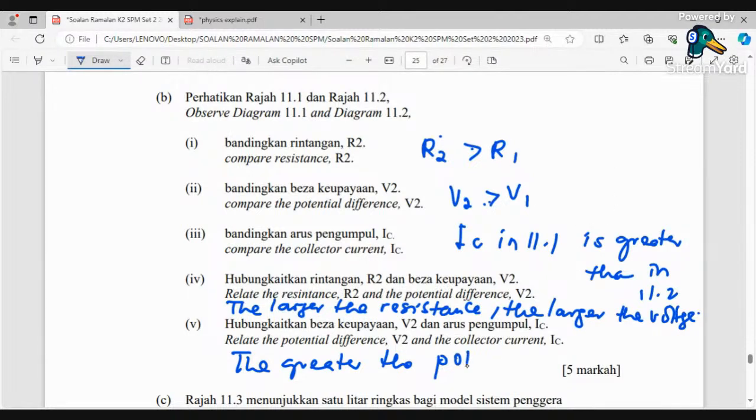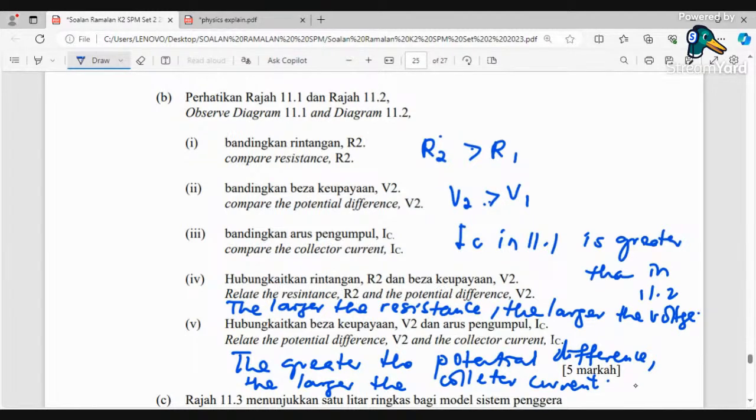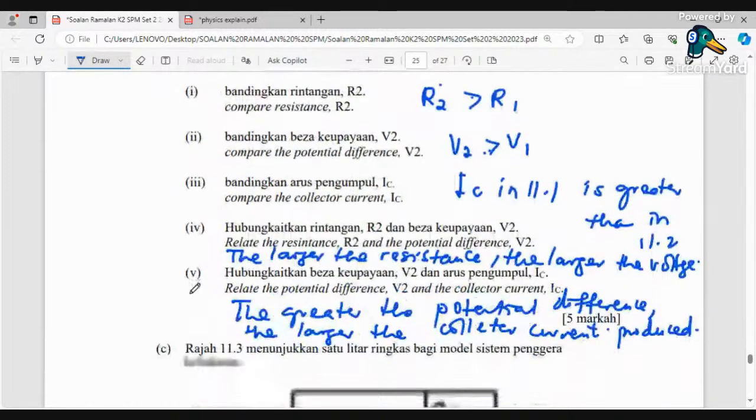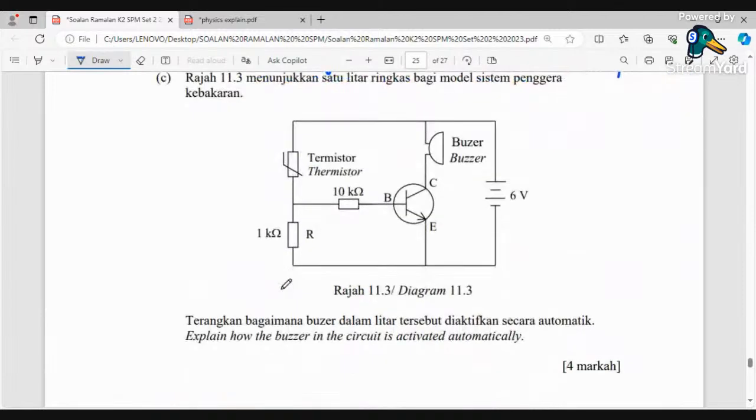The greater the potential difference atau voltage, the larger the collector current. Produce. Okay. 11.3 model of the alarm system. Okay, buzzer alarm system.